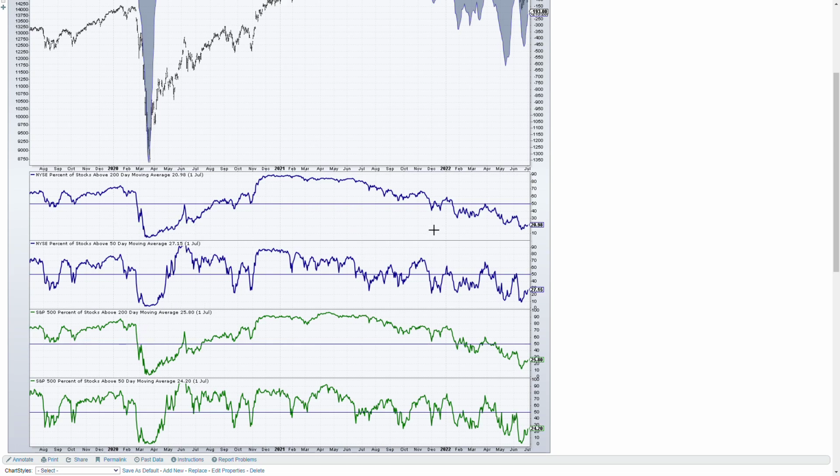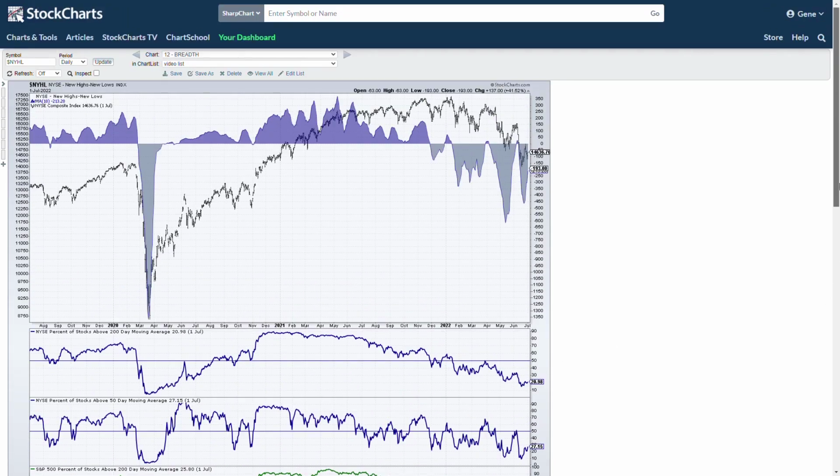This is the percentage of the stocks that are above their daily 200 moving average, above the 50 moving average on the New York Stock Exchange and the S&P. So you can see that's one of the things that we need to see change, that we actually will see changing as we start going into a transition in the market. Right now, we're still expecting more sideways, downside action.